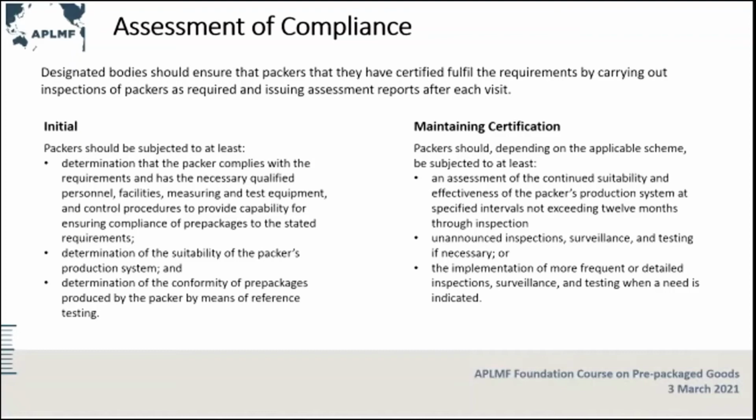For the initial assessment, the packer should be subject to at least a determination that the packer complies with the requirements. They have to have the necessary qualified personnel. The packers should have the facility and also the measuring and test equipment and control procedures to provide the capability of assuring the compliance of the prepackaged products to the stated requirements. So before the packers can be put into the certification system, the packers have to make sure that they have the human resources, a facility, the equipment, and also a procedure to make sure that everything is on track and meets the requirements that the national legislation states.